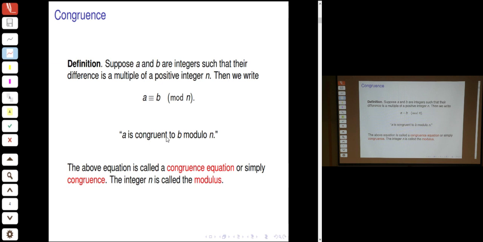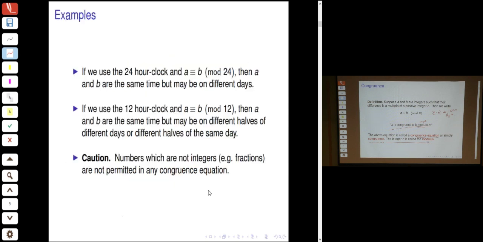So, what is congruence? Suppose a and b are integers such that the difference is a multiple of a positive integer n. In other words, a minus b is divisible by n. Then we declare that a is congruent to b modulo n. Okay? This is often abbreviated by saying that a is congruent to b mod n. The above equation is called a congruence equation, or simply congruence, and the integer n is called the modulus. Okay? Any questions?